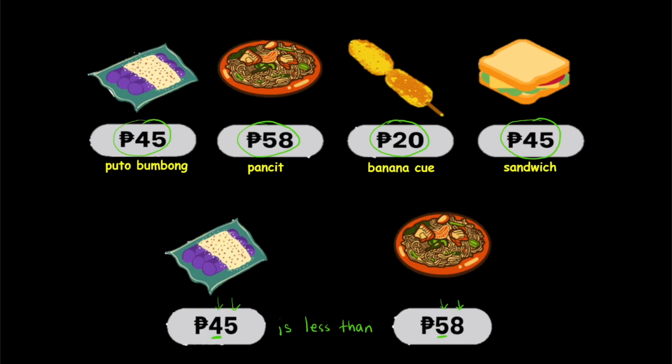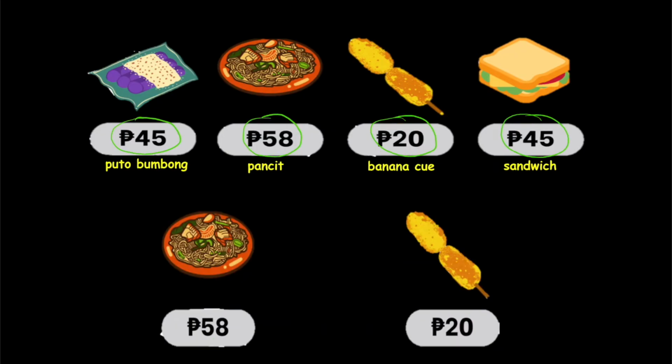Let's try to compare another set of items. This time, let's try to compare pancit and banana Q. Pancit is worth 58 pesos and banana Q is worth 20 pesos. So let's compare the values of each number or each money. So for 58 pesos, again, we have 5 tens and 8 ones, while in 20 pesos, we have 2 tens and 0 ones.